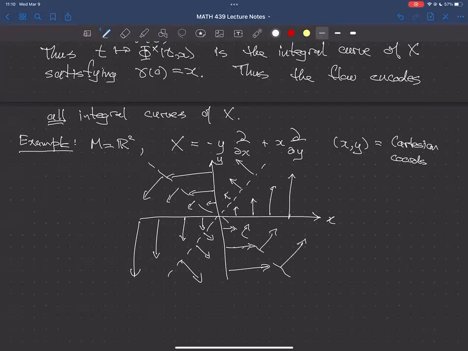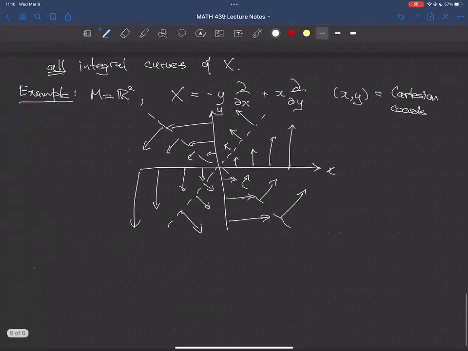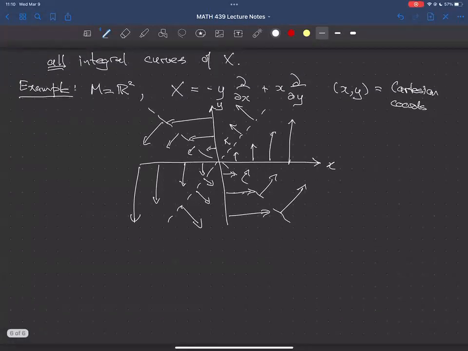Now looking at that picture, what would you say the integral curves are? Circles, right? But let's actually see that, because if you tweak that vector field just a tiny little bit, the integral curves aren't going to be circles anymore. But here they are, and let's make sure that we can prove that. At the same time, we'll come to some understanding of the notation that I introduced in terms of flow.